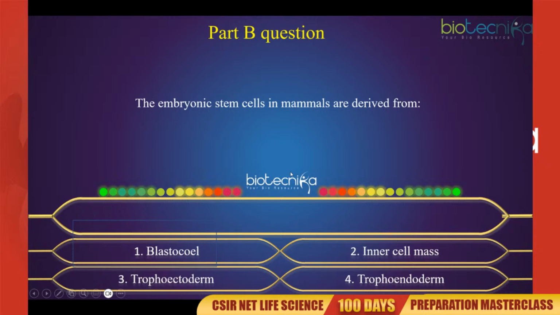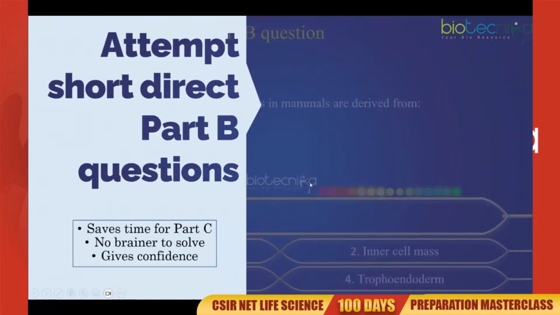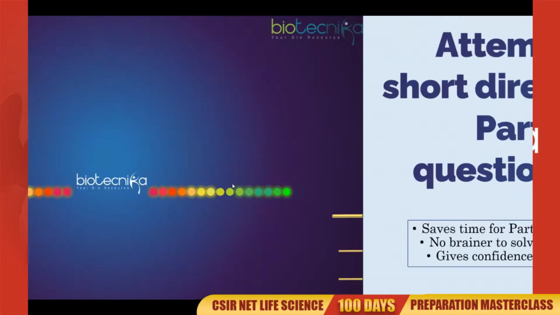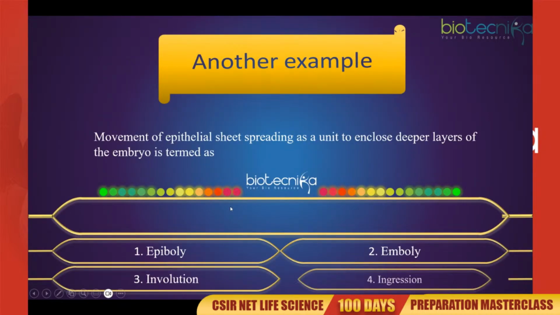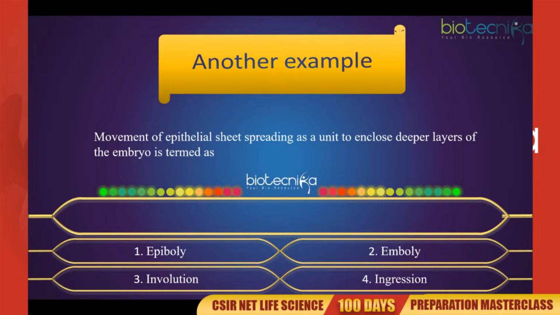I will suggest go for these type of questions. Attempt short direct part B questions, saves time for part C and no brainer to solve. Most important, it gives you confidence. Another example for such kind of part B, easy part B, just one word, one sentence, easy to process.